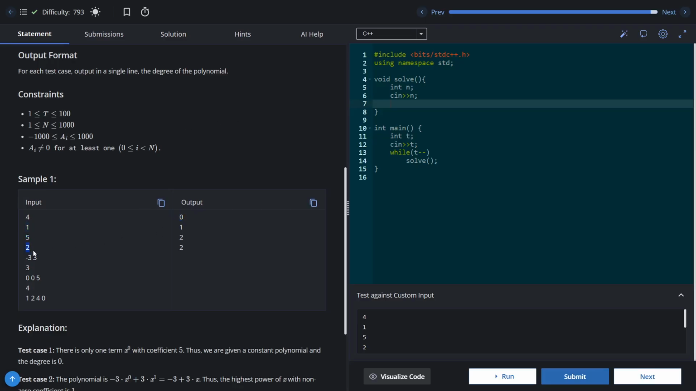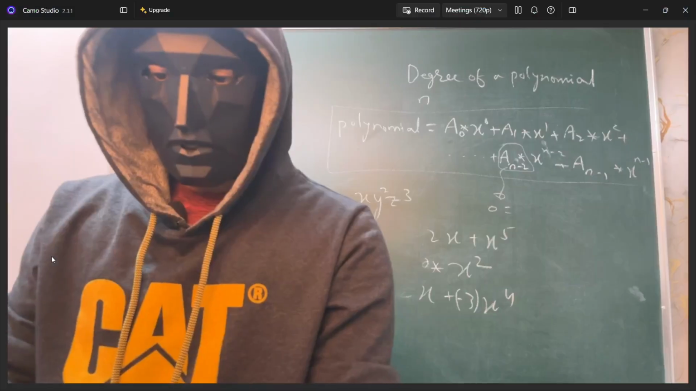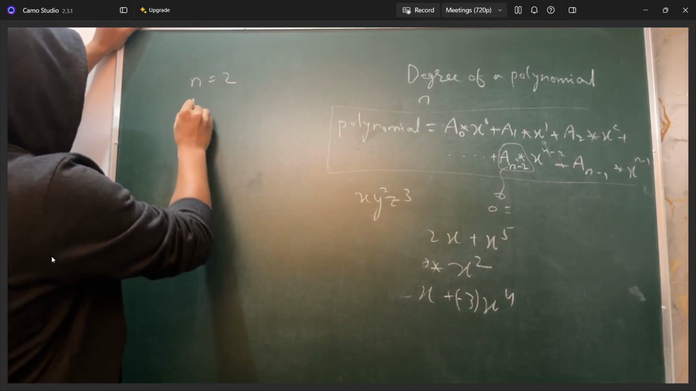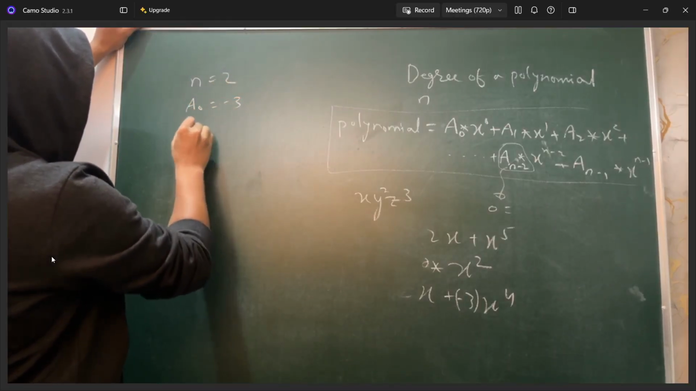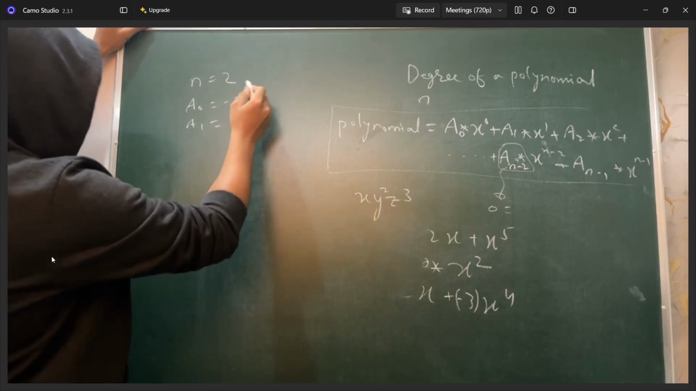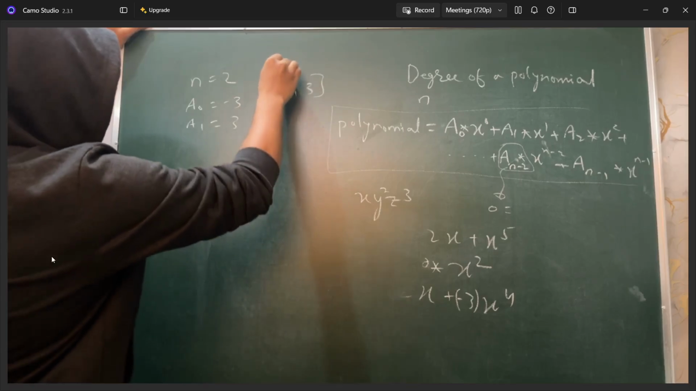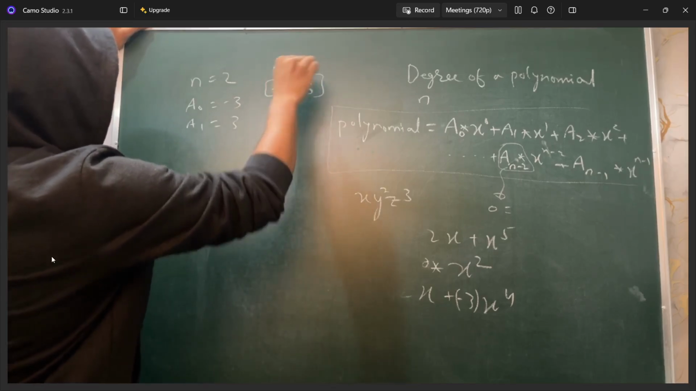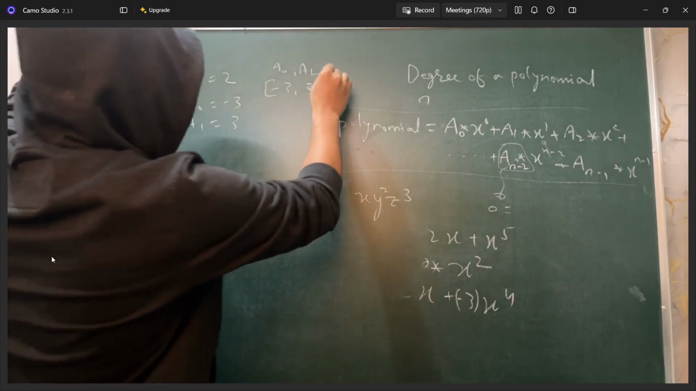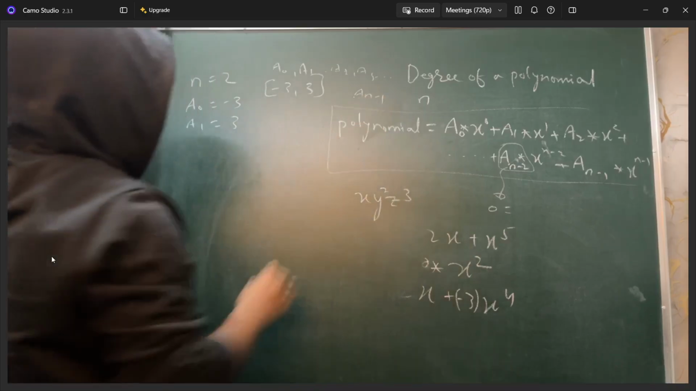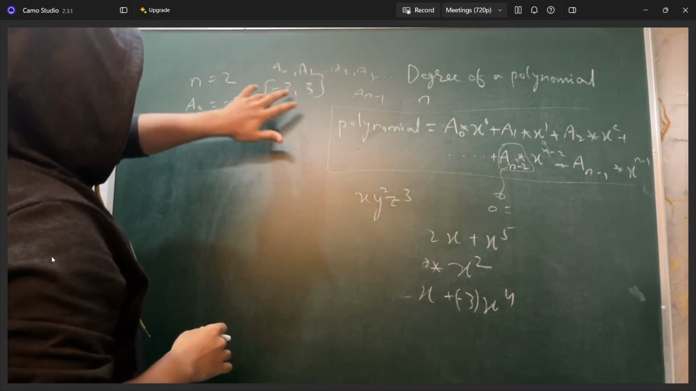Let's start with the second case, minus 3 and 3. In the second case, there are two terms, and a0 is minus 3, a1 is 3. They have given it this way, minus 3 comma 3, which means it is in increasing order. This is a0, this is a1, right? If you have other elements, it will be a2, a3, and so on till a of n minus 1. So you have two terms, a0 and a1.